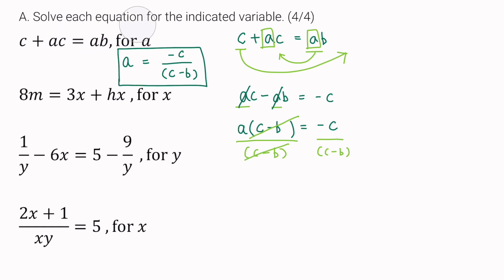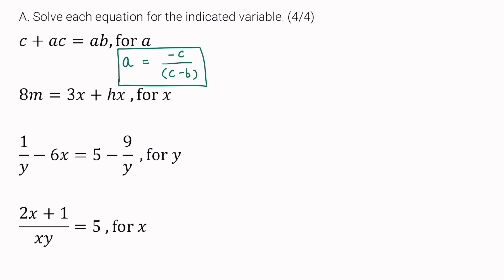Okay, moving on to the second question on this page. I have 8m is equal to 3x plus hx, and I need to solve for x. Okay, so I'm going to rewrite the whole expression here. Now, as I have already told you, I like putting the variable or variables that I'm solving for on the left side of the equation. So what I'm going to do is write 8m on the right side and erase this part. Now, since I am solving this for the variable of x, I am going to factor out x like that and write what's left behind in the parentheses and write 8m on the other side of the equation.